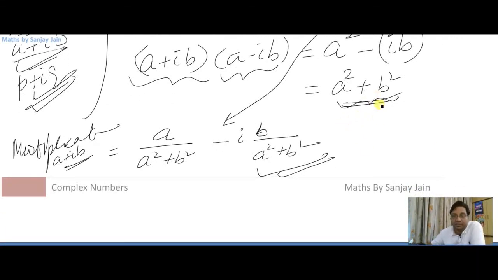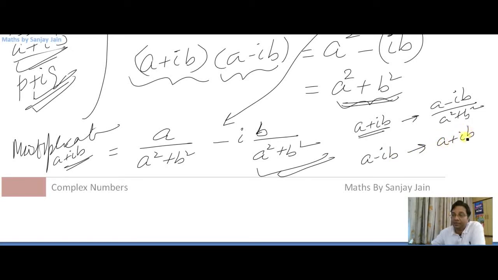And another thing that you need to appreciate, that for a plus iota b, the multiplicative inverse is a minus iota b divided by a square plus b square, right? Similarly, the multiplicative inverse of a minus iota b, if you check, will be a plus iota b divided by a square plus b square. So you just need to change the sign of the imaginary part, and then divide it by a square plus b square.